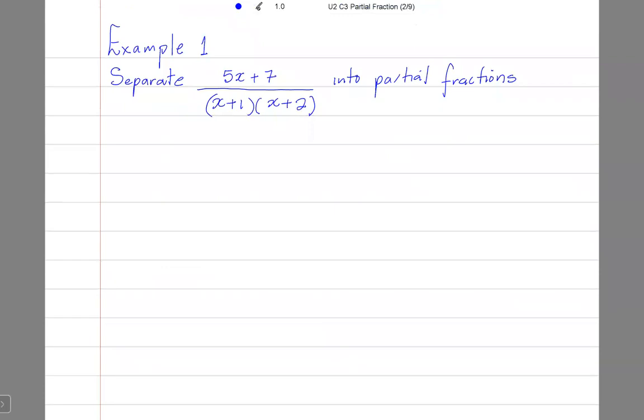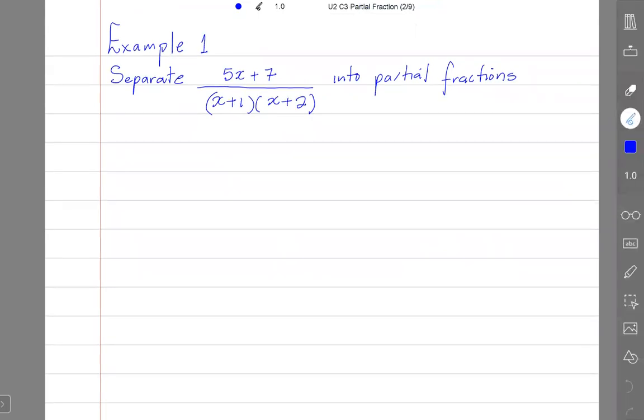All right, so here's example one. I'm going to do example one just to show you exactly how it's done. And then I need for you to afterwards look at example two. Example one says, separate 5x plus 7 over x plus 1 multiplied by x plus 2 into partial fractions. All right, the denominator consists of unrepeated linear factors. So the linear factors are x plus 1 and x plus 2. So they're unrepeated. If they're repeated, you would have something like x plus 1 squared, but they're unrepeated.